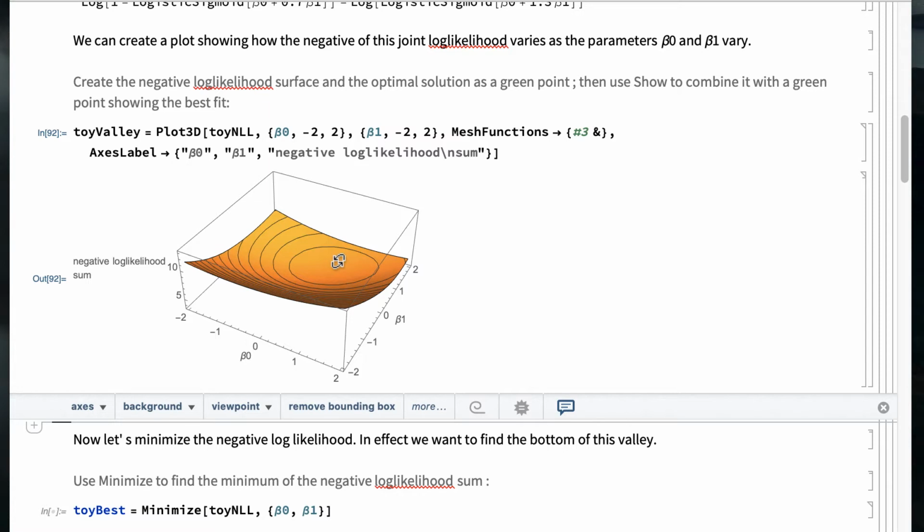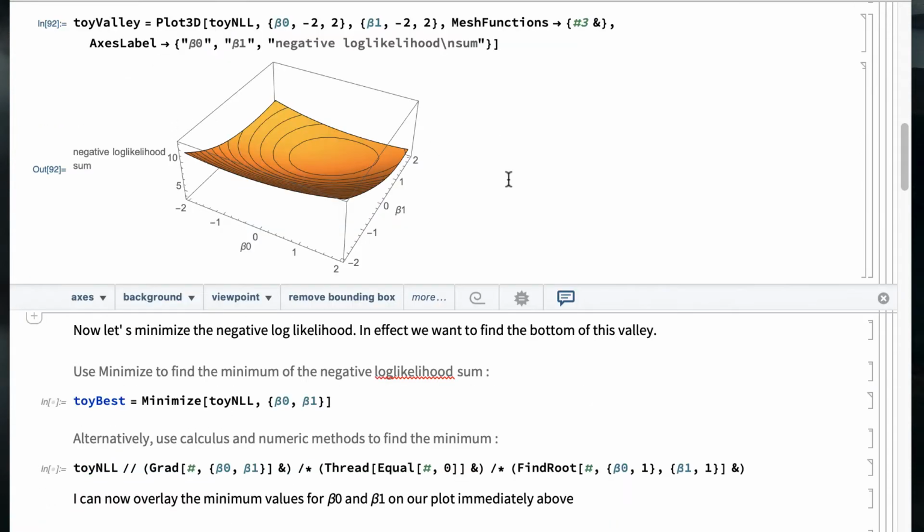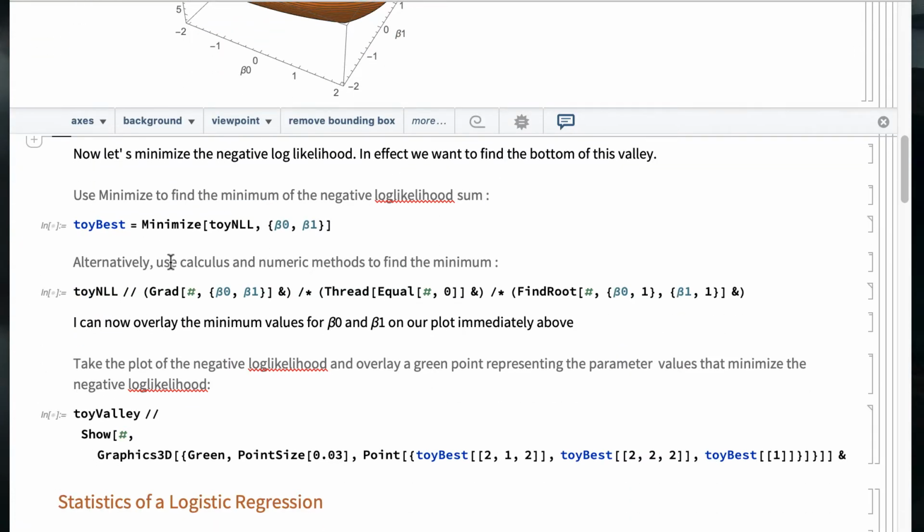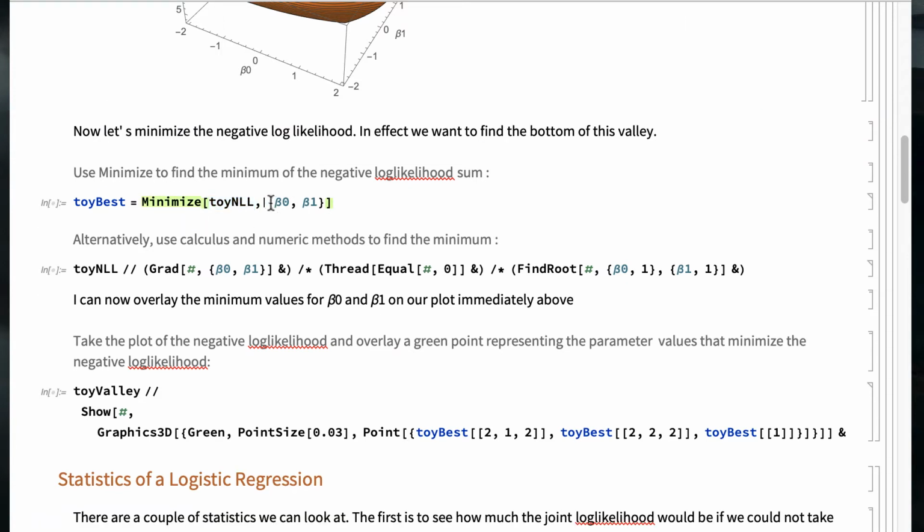I don't know, beta 0 looks like it's a little bit positive. Beta 1, hard to tell, not too far from 0. But we don't have to use our eyeballs. We can use one of those minimization functions that we've learned about in this course. I'm going to choose to use Minimize. We're going to minimize toy NLL for the parameters beta 0 and beta 1. And this will give us the parameters beta 0 and beta 1, which minimize the negative log likelihood of seeing the data that we see.